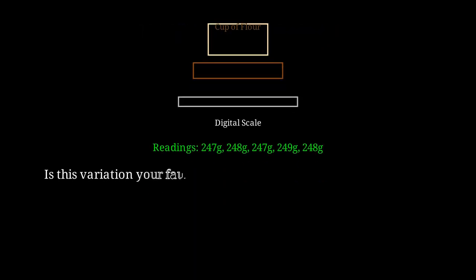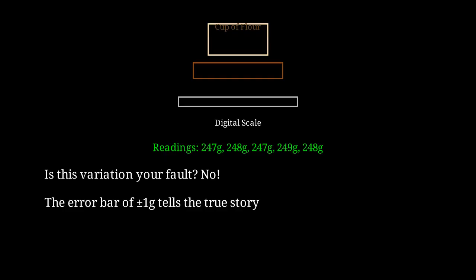Is this variation your fault? Absolutely not. This spread comes from the fundamental resolution of your scale and possibly tiny air currents or vibrations. Reporting 247.8 plus or minus 1 gram is much more honest and useful than just saying 247.8 grams. The error bar tells the complete story.